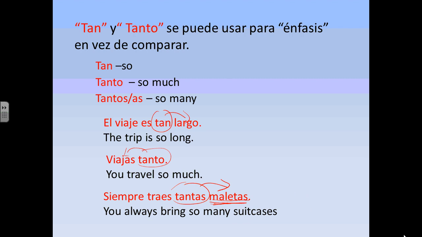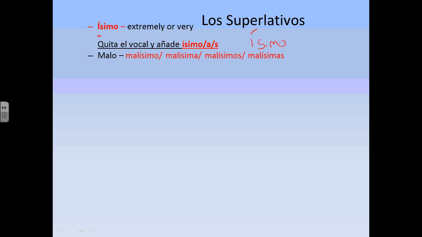Another thing that I wanted to review is ísimo, los superlativos. Another way of using a superlative is using ísimo, which you learned in Spanish too. That ísimo right there actually has an accent mark over it. So I want to make sure that you can see it, it's a little hard to see. So how do you put ísimo onto something to make it extremely or very? Lo que tienes que hacer es quitar el vocal y añadir ísimo, ísima, and the plural as well. So it's ísimo, ísima, ísimos, or ísimas.